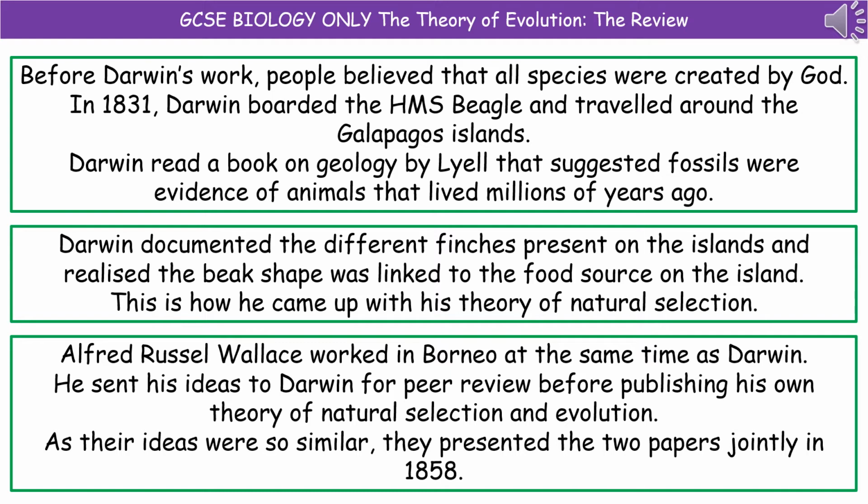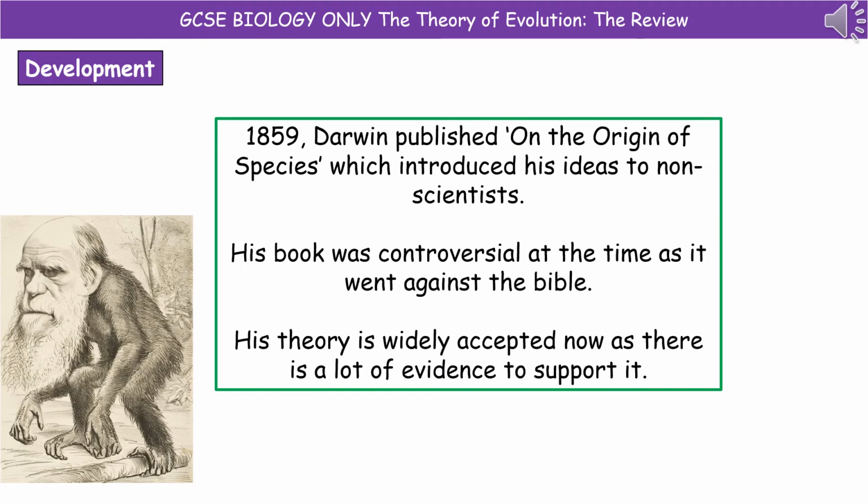At the same time that Darwin was going around the Galapagos Islands, then we had Alfred Russel Wallace working in Borneo. And he sent his ideas to Darwin for peer review before he published his own theory of natural selection and evolution. Because their ideas were so similar, they presented the two papers jointly in 1858. Then in 1859, Darwin published On the Origin of Species, which introduced his ideas to non-scientists, so the general public, which is obviously one of those key ideas of publishing your work, is so that the general public also know.